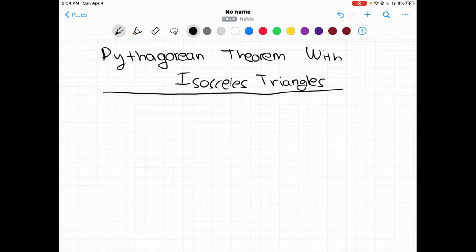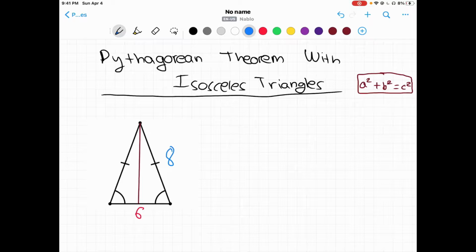Now, let's get started. Okay, so here we have an isosceles triangle, and we have that this side right over here has a length of 8 units and that this side has a length of 6 units, and we're asked to find x, which is the height of the triangle.